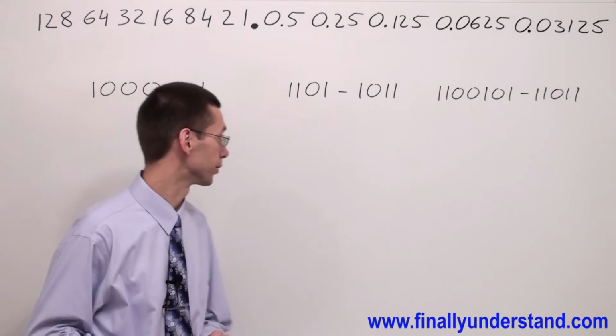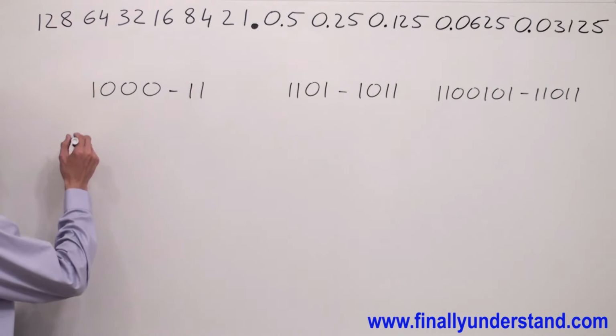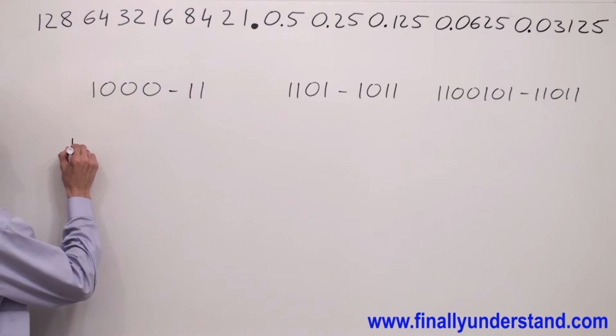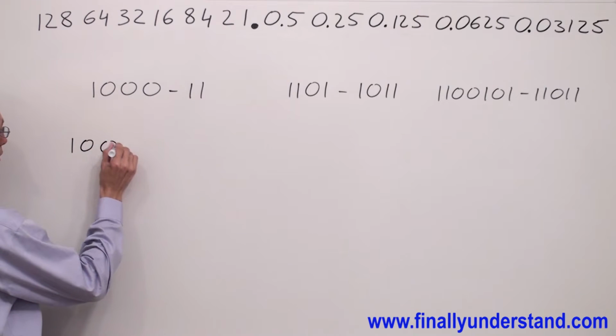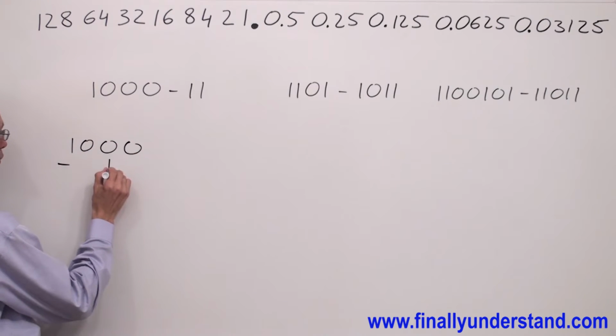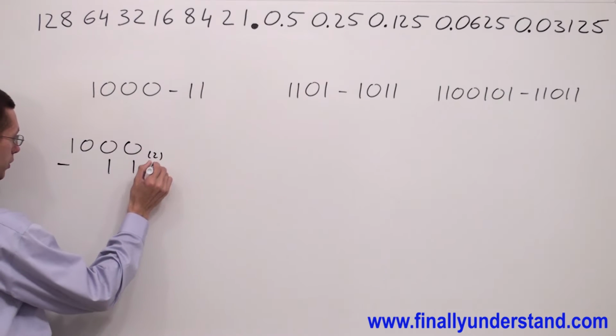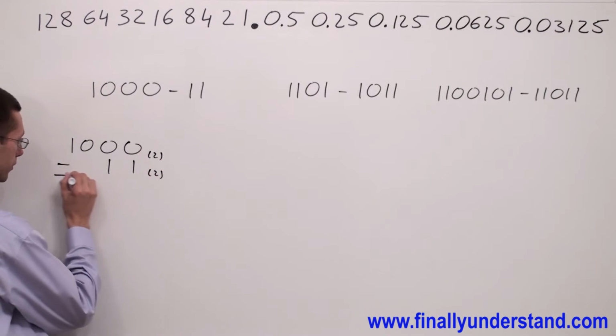Let's take a look at these examples. Again, we are going to perform the subtraction of the binary numbers. First example, we have 1, 0, 0, 0 minus 1, 1. Of course, we talk in terms of the binary numbers, base 2.